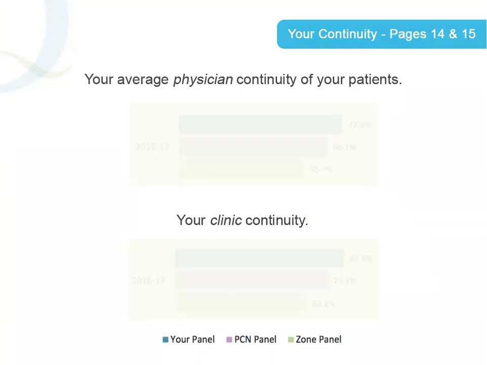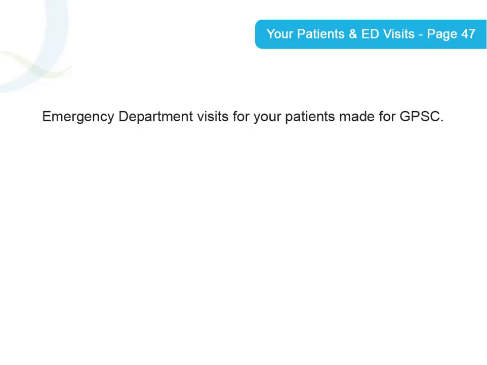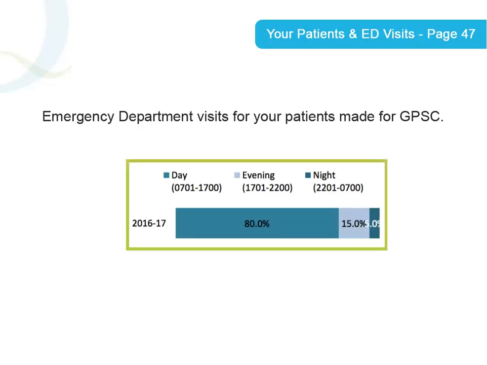The final step in considering access to your services involves looking at the number of emergency department visits that could have been treated or managed by a primary care physician in their office. This information can be found on page 47. In this example, 80% of these visits are occurring during office hours. Why might this be happening? Could access to your services be a reason for this? If the visits are after hours, then there is an opportunity to explore whether there is a demand by your panel for after-hours primary care services coordinated by your clinic or PCN.